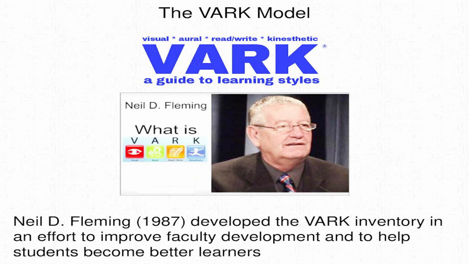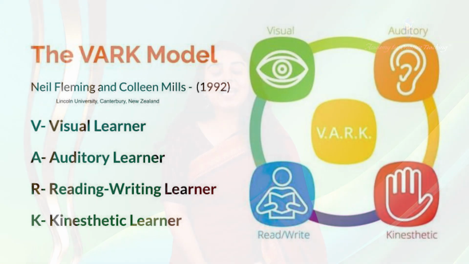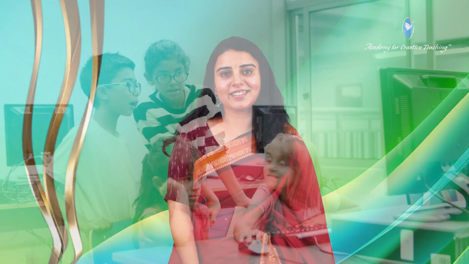The model helps us to understand how we can help students and other learners more and teach them about their learning preferences. Now, the term VARK, V-A-R-K, stands for V for visual learners, A for auditory learners, R for reading and writing learners, and K for kinesthetic learners.